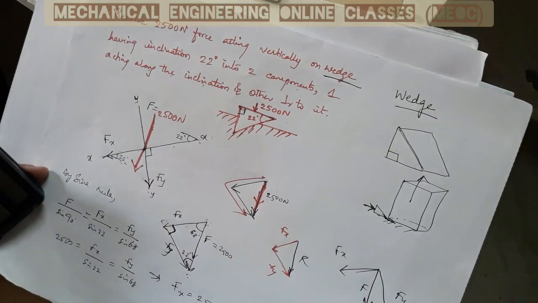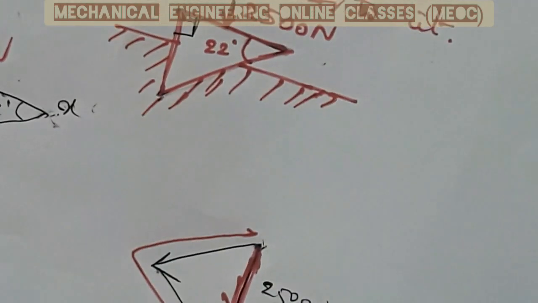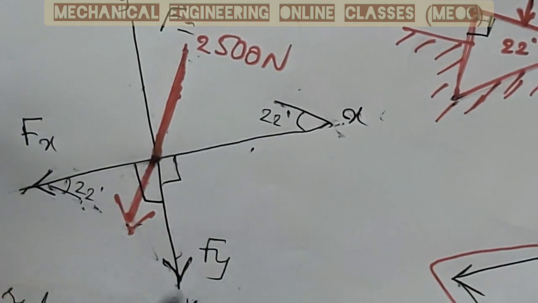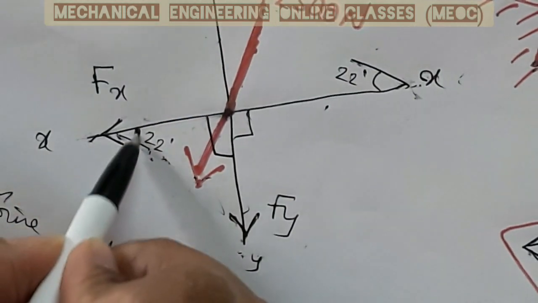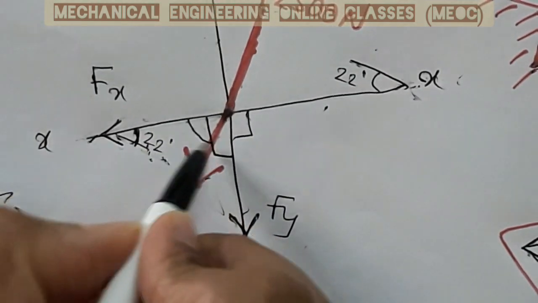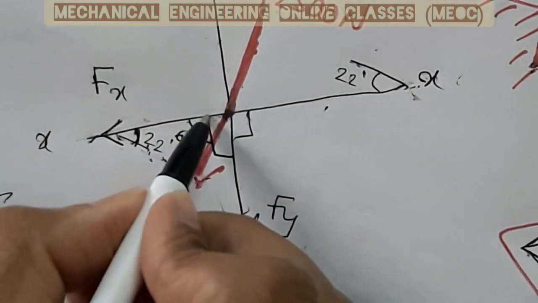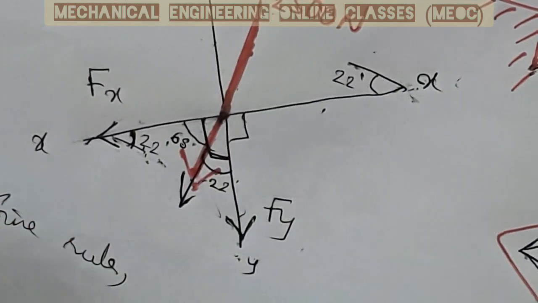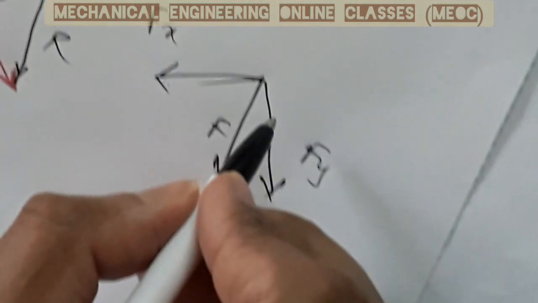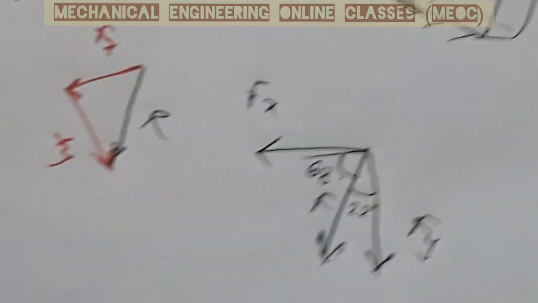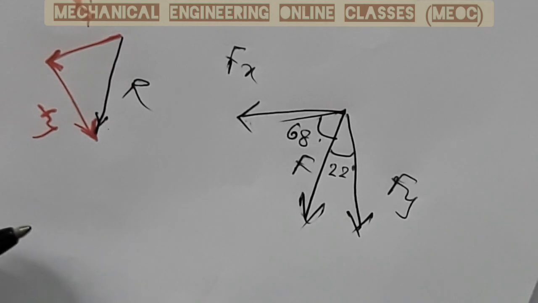So this is 90 because x and y are perpendicular to each other, as this is 22 with respect to horizontal. Between F and Fx the angle is 68 because the total is 90, so the angle between F and Fy is 22. So what are the angles? The angle between Fx and F is 68. The angle between F and Fy is 22 because they are rectangular components. X and y are perpendicular to each other.